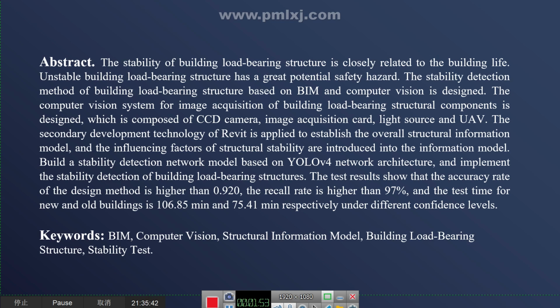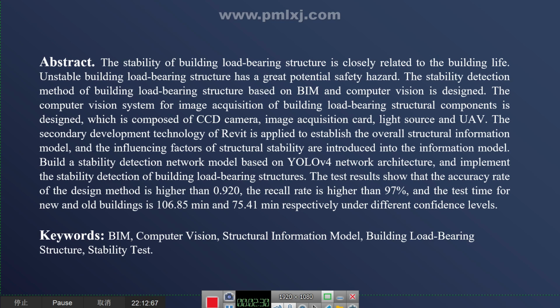Build a stability detection network model based on YOLOv4 network architecture, and implement the stability detection of building load-bearing structure. The test results show that the accuracy rate of the design method is higher than 0.920. The recall rate is higher than 97%.